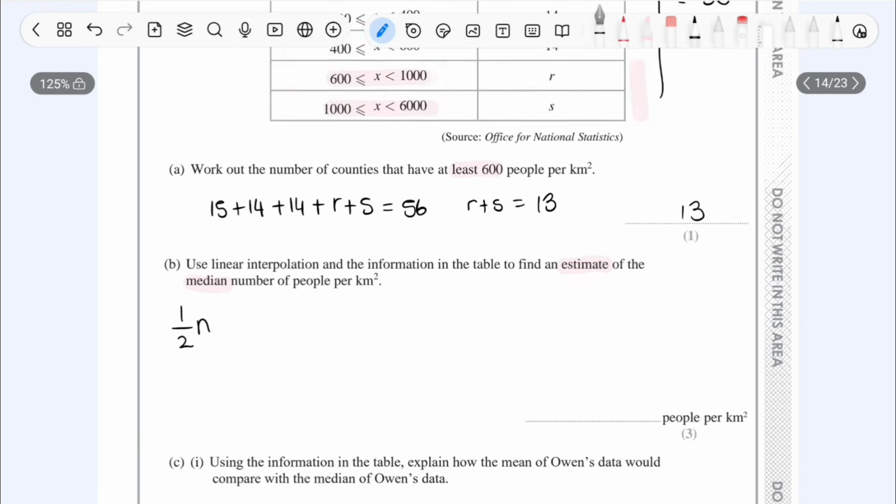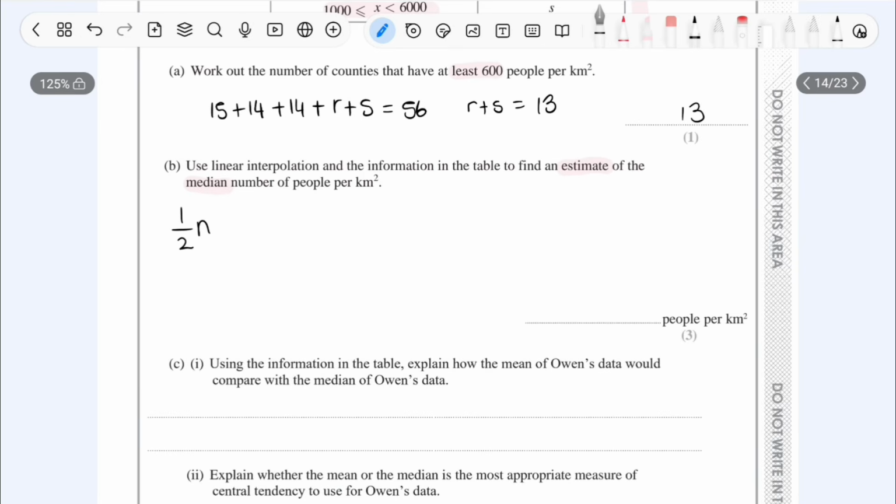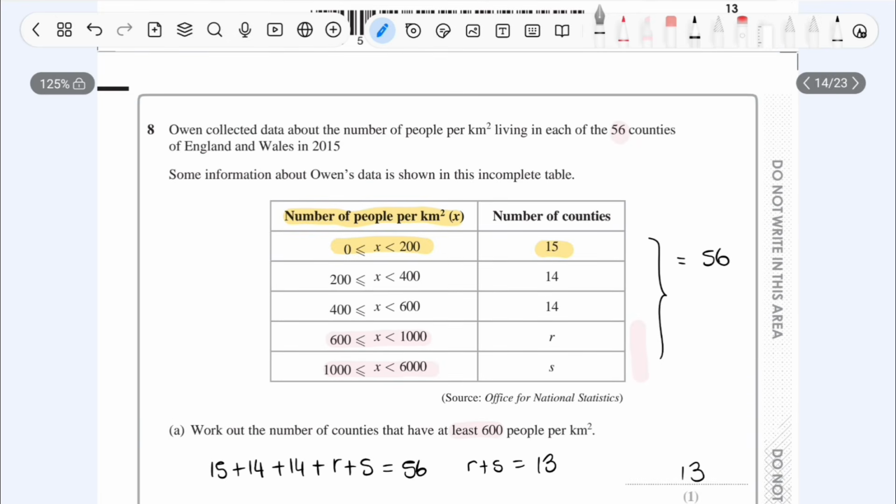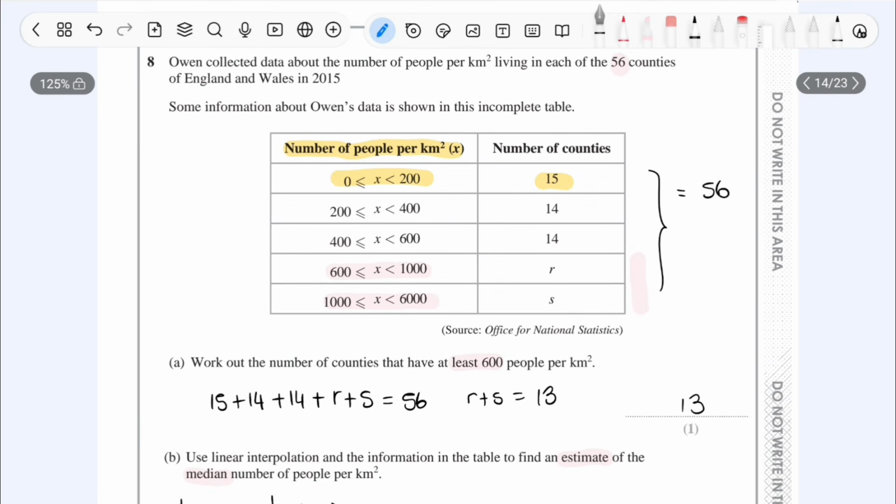So half of n, what is n here? 56, because that's our total. So we can say that half of 56 gives us 28. You want to find the 28th frequency or the 28th value. So the next step is looking at which row this is in. So if we look at the frequency here and we make our own cumulative frequency table, probably should be doing it on the right, but I'm going to have to do it on the left.